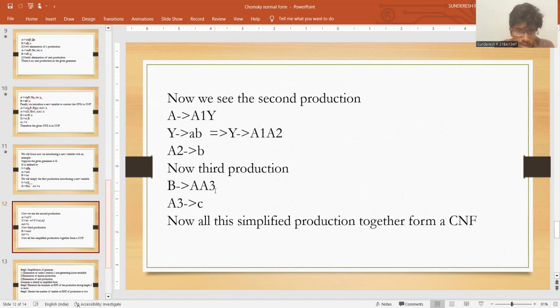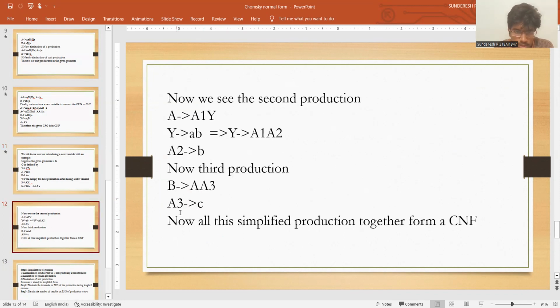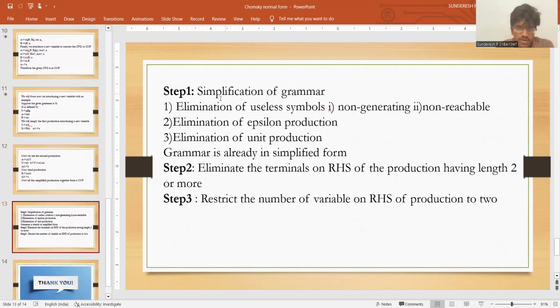Now for the third production, we have introduced a newly introduced variable A3 in place of C, and we have to define the productions for it. Now all these simplified productions together form a CNF. This is how we convert a CFG to CNF. And now we'll see the recap of it.